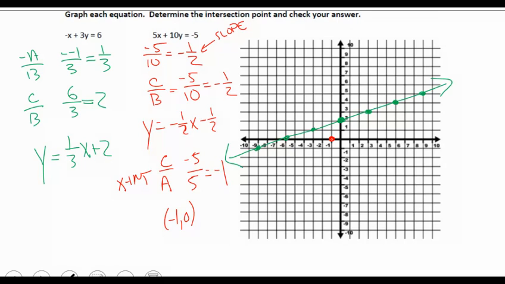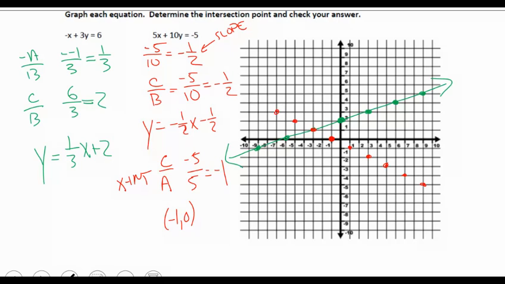And then I can use my slope, which was, remember, negative 1/2, which was down 1, right 2, down 1, right 2, and so on. I do the opposite, up 1, left 2, and look at that. I found my intersection point.